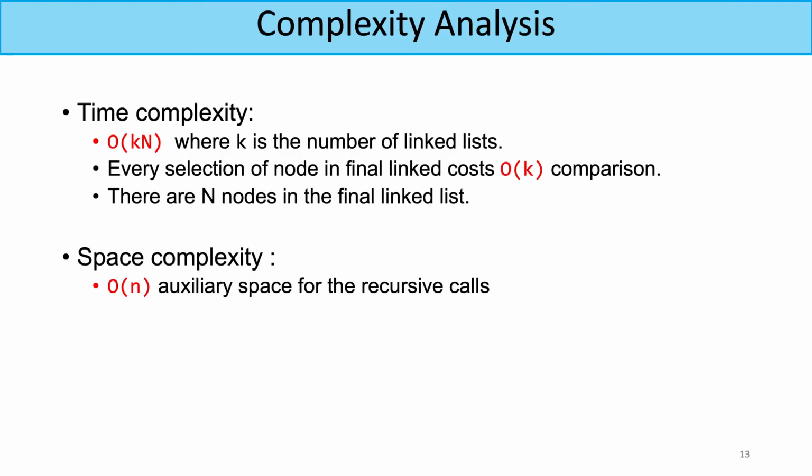Now let's look at the complexity. We have k lists, and picking a minimum node from the k lists, we have to compare with each list, and then we have to do this for each element of the list n. So the complexity will be O(kN), where k is the number of lists, and N is the number of elements. For the space complexity, in one iteration, a constant or O(1) space is needed, but because of the recursive call, we need O(N) auxiliary space.